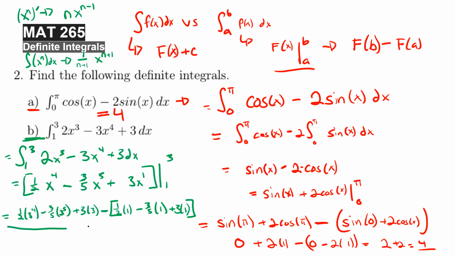Then you could just put this into your calculator and get a value. I can do that now. 1/2 times 3 to the fourth, minus 3/5 times 3 to the fifth, plus 3 times 3. The answer is negative.